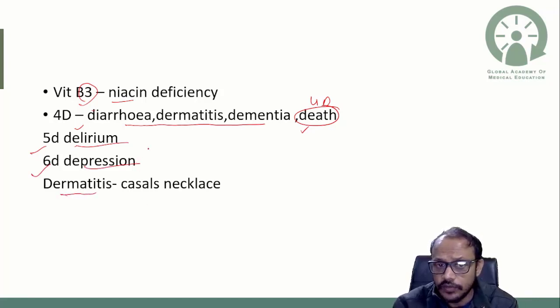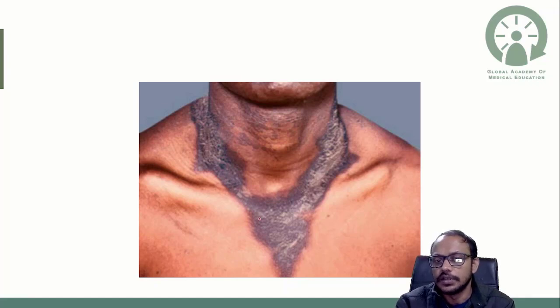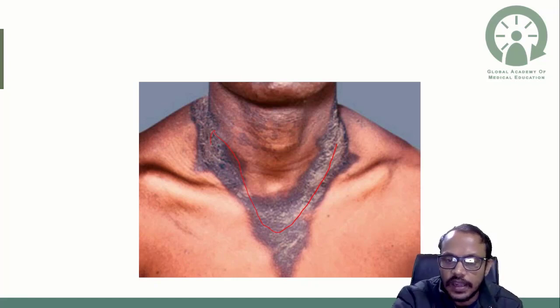In what manner is dermatitis seen? It is a Casal's necklace appearance. Sometimes this diagram is given and it is asked what is this. This is the dermatitis of the neck region. It is called Casal's necklace appearance.